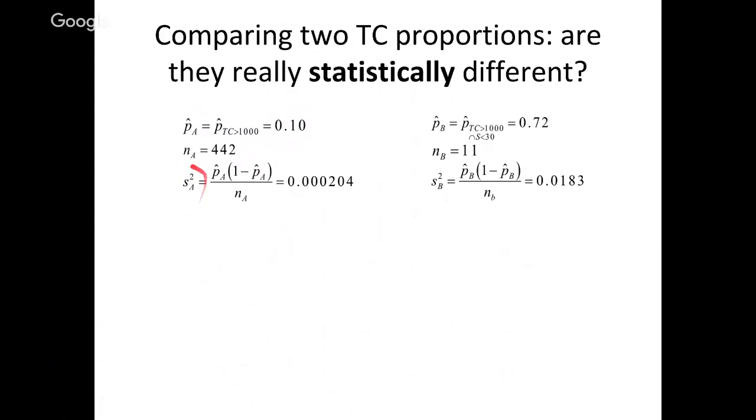We could then calculate a corresponding variance for that proportion using the formula that we described previously. We just take the proportion for A, let's call it the probability of TC being greater than 1,000, the approximation of that, times 1 minus that probability, divided by the number of samples. When we calculate that out, it's 2.04 times 10 to the minus 4. So that's our variance, and that's our estimate for the sample probability that TC is going to be greater than 1,000.